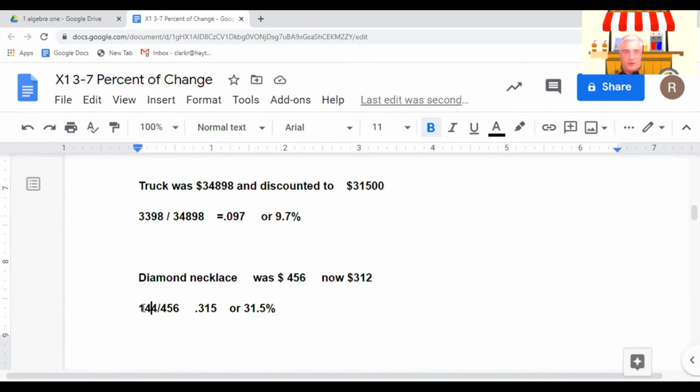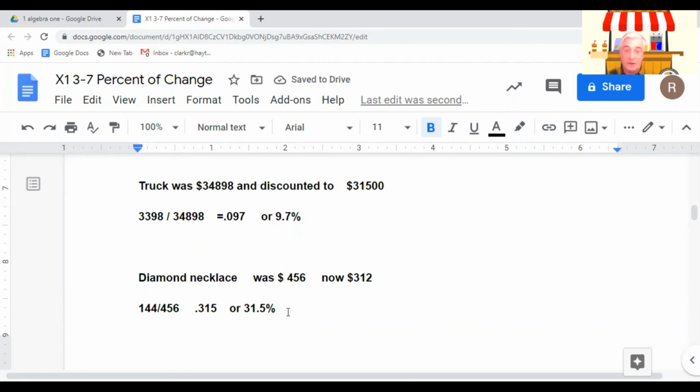We have $144 was the difference when you subtract those two numbers. If it were negative, we would make it absolute value. We're going to divide that by the original price, which is $456 for the necklace. That comes out in my calculator, 0.315. We make that a percent by moving 2 to the right, and we get 31.5%. The necklace is on sale for 31.5% off.